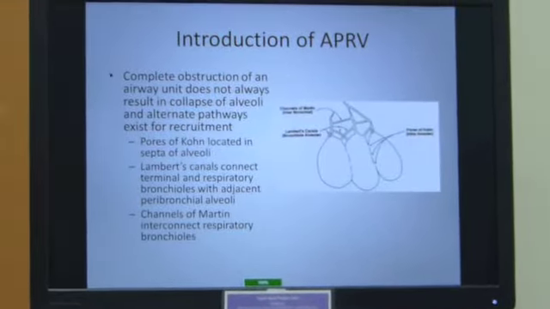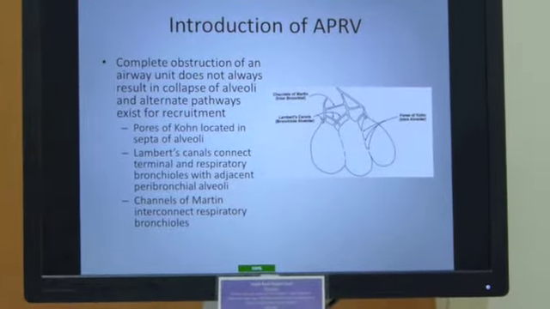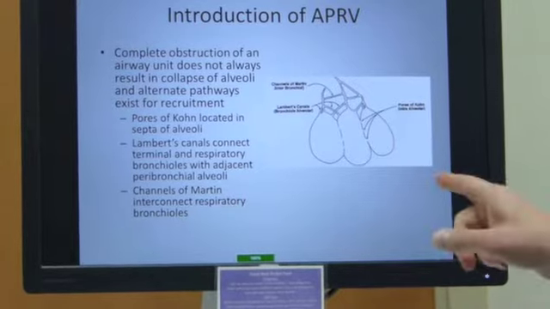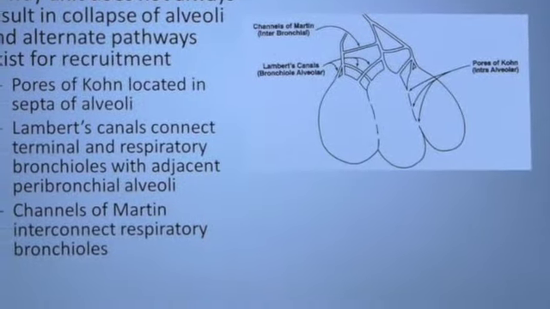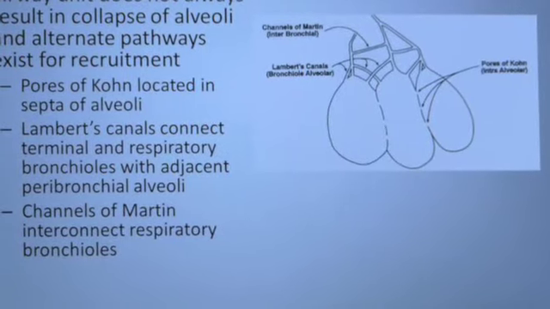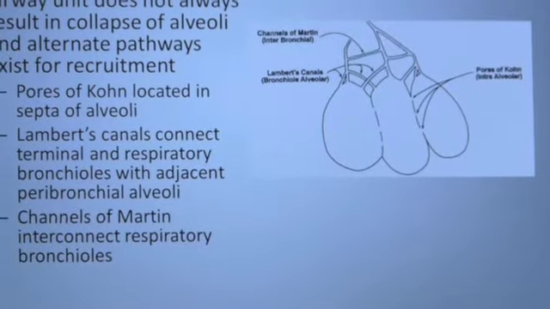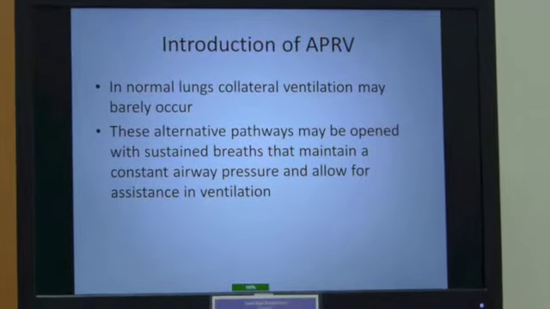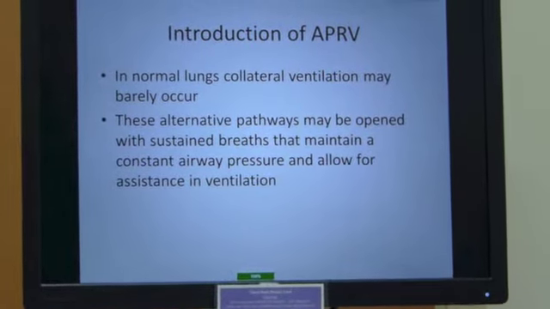So collateral ventilation is pretty important, especially when you have alveolar collapse, right? We've all heard of the pores of Kohn. Those are little connections between the distal alveolus. But there's also other ways. There's Lambert's canals, which connect terminal and respiratory bronchioles with adjacent peribronchial alveoli, and there's also channels of Martin that are interbronchial connections. So you can apply P-high for a certain amount of time and augment flow between alveoli and ultimately connect the whole lung. In normal lungs, collateral ventilation probably doesn't even occur. These alternate pathways may be opened with sustained breaths to maintain constant airway pressure and allow for assistance in ventilation.